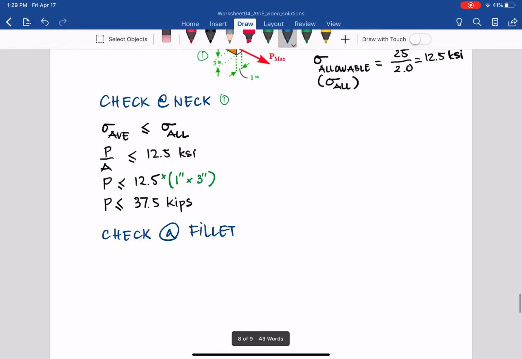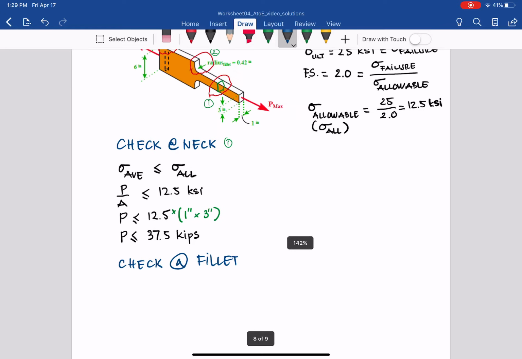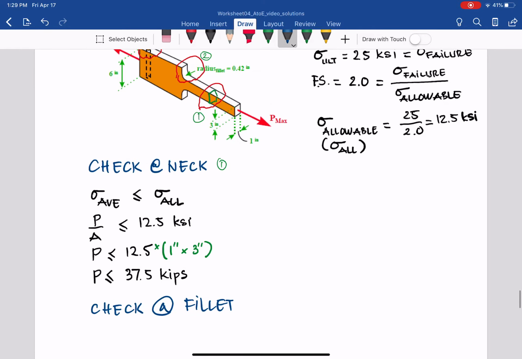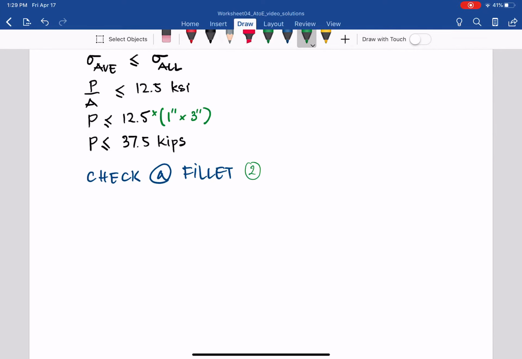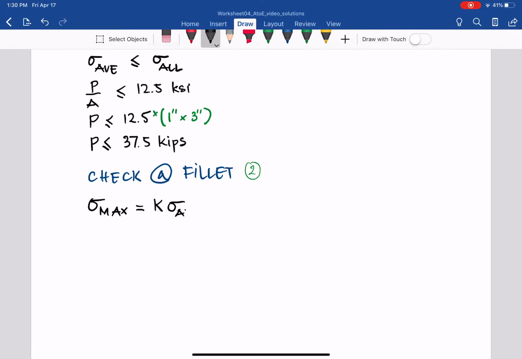And when we check at the fillet, we use the sigma max because that is the stress concentration at location 2. So that means we check at location number 2. From that we have the equation: sigma max, the stress concentration at the fillet, is equal to the stress concentration factor K times sigma average, because K is equal to sigma max over sigma average, and this has to be less than the allowable stress on that material.